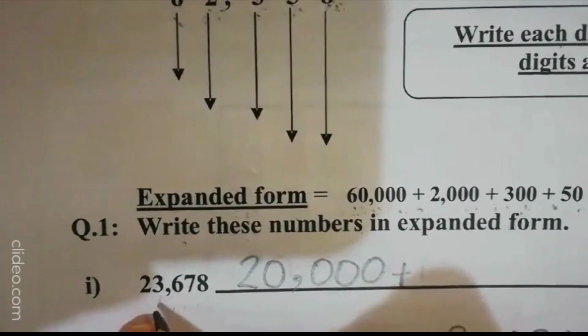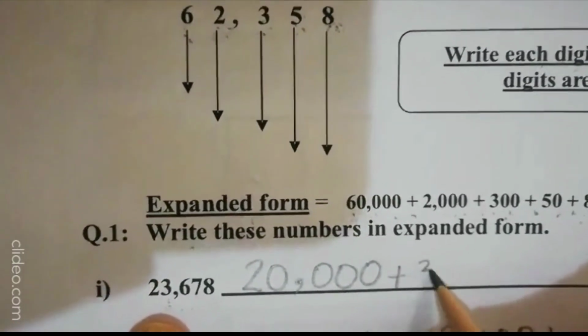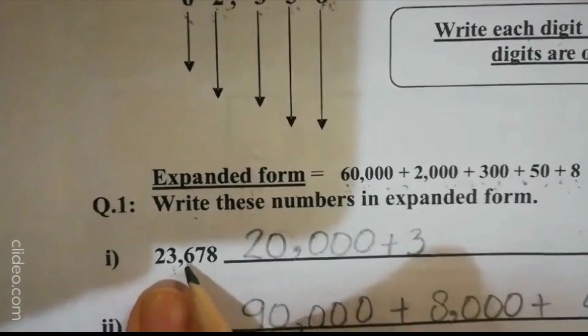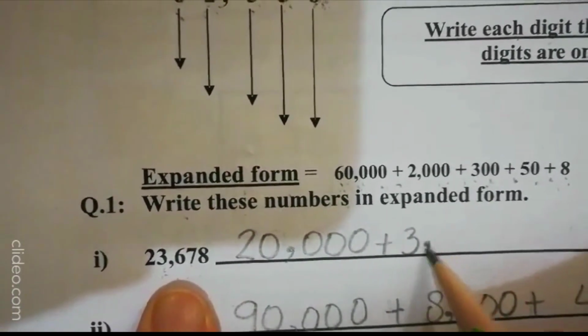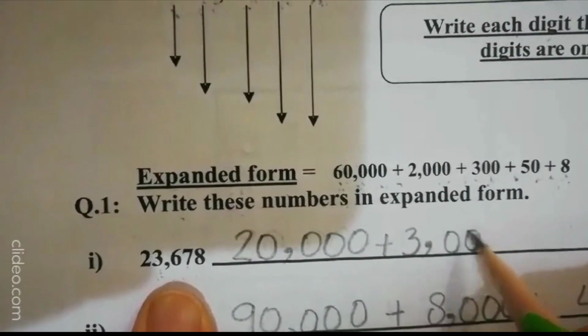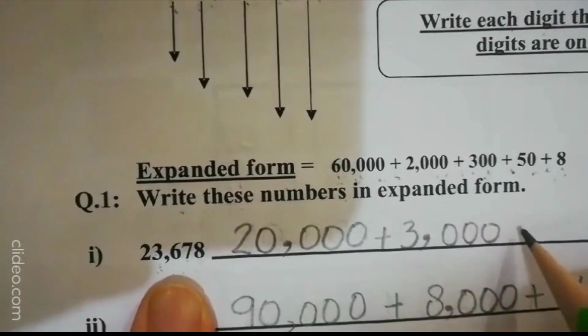Plus the next digit is 3. How many zeros will come? 1, 2, 3. There are 3 digits after 3. So 3 zeros will come. It will become 3,000.